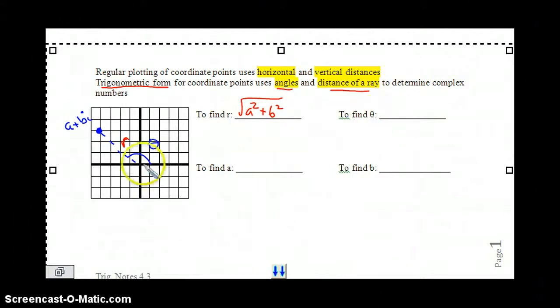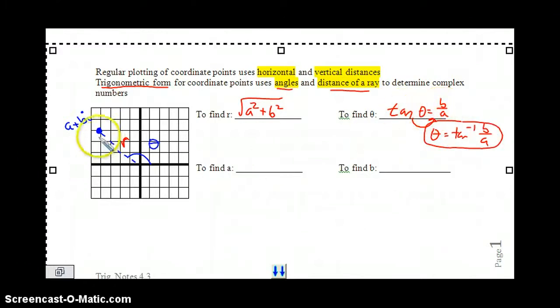If I want to know theta, to find theta, what I have to use is the idea of tangent. So the tangent formula would look like this. Take the tangent of theta to be equal to b over a. But I can actually solve this for theta by moving the tangent over. So really the form I want to use is the tangent inverse of b over a. This is the form you'll use. It's just derived from the tangent formula.